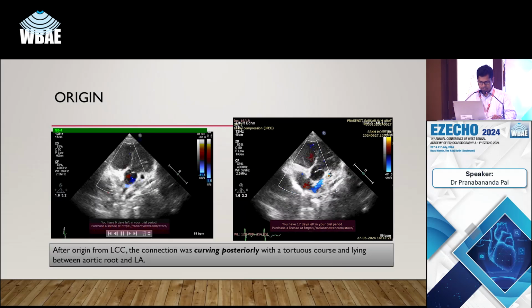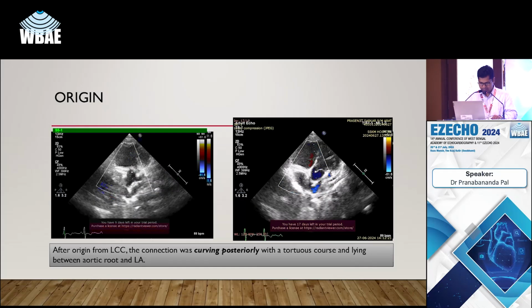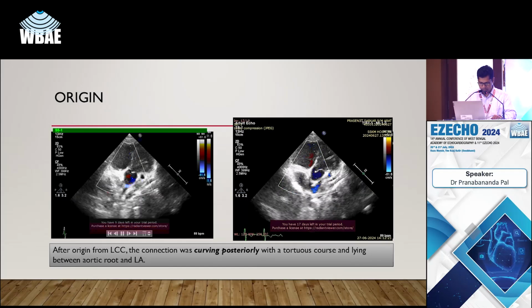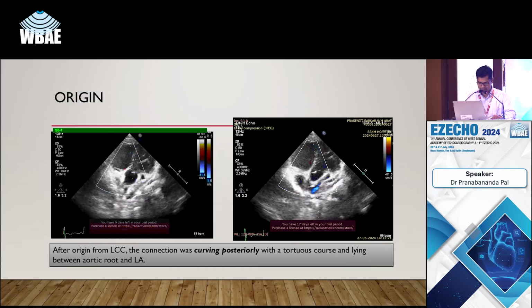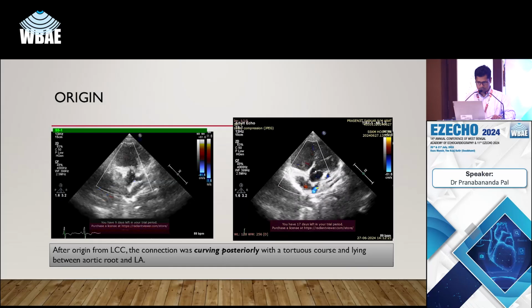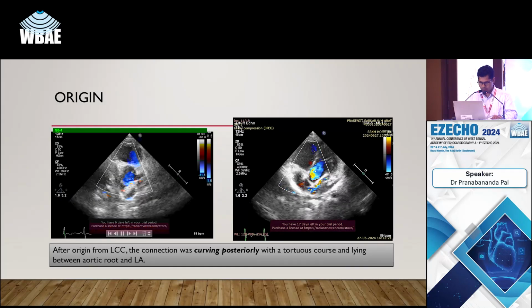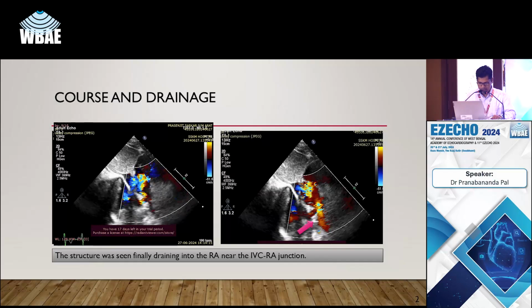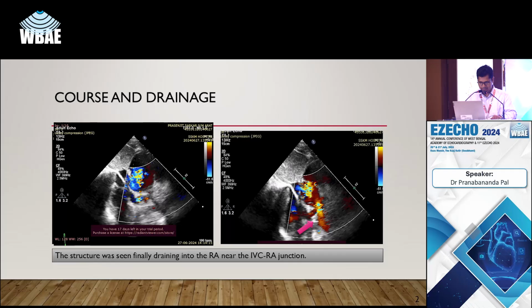To trace the origin of the tubular structure, we went for a modified view, the modified 4-chamber view. It showed that after originating from the left coronary cusp, the connection curved posteriorly with a tortuous course, lying between the aortic root and LA. To see the drainage of the tubular structure, it was finally draining into the RA near the IVC-RA junction, as you can see in this still image.